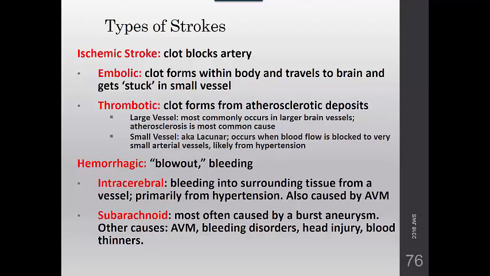Now, there are two types of ischemic strokes. The first type is embolic, and this is when a clot forms within the body and it travels to the brain. It gets stuck in the small vessels, occluding the blood flow. And then the second type is thrombotic, and this is when a clot forms and blocks blood flow through the artery as a result of atherosclerotic deposits within the vessel.